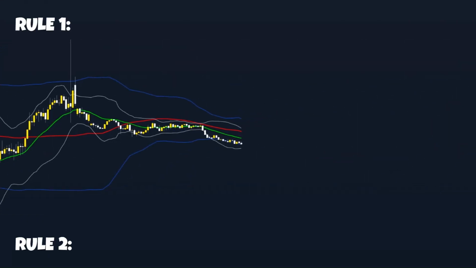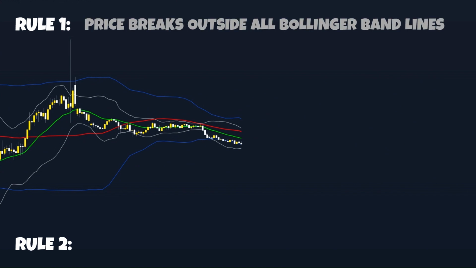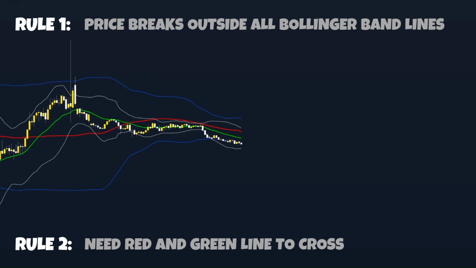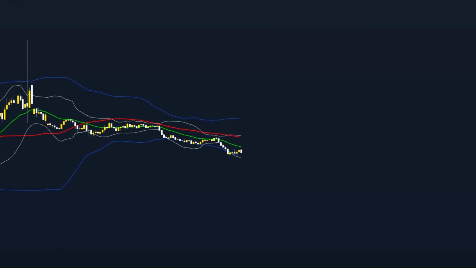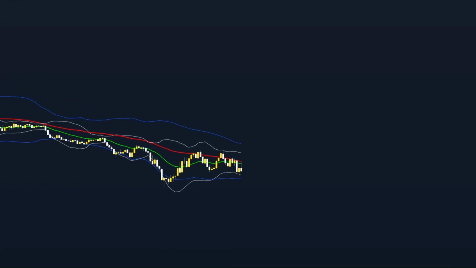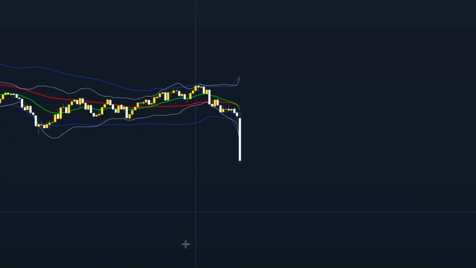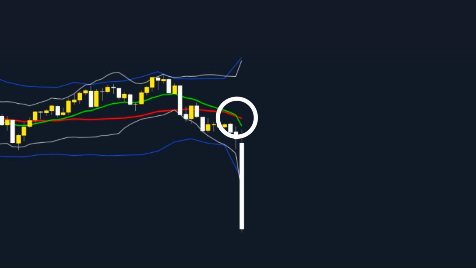So rule 1 and 2 for this strategy is we want to first wait for price to break outside of both of these Bollinger Band lines, which is the white and blue. And at the same time, or just before, we need the red and green line to cross. And right there on the chart, we can see that both of those 2 things have happened. Price has had a huge volume push and broke outside of both of the Bollinger Bands. And the green and red line have both crossed.